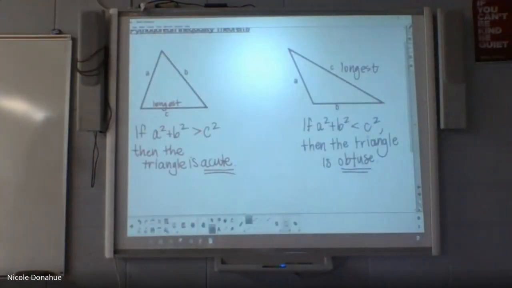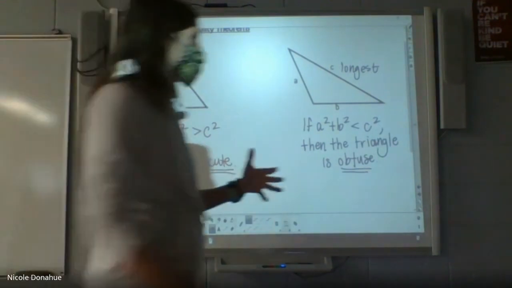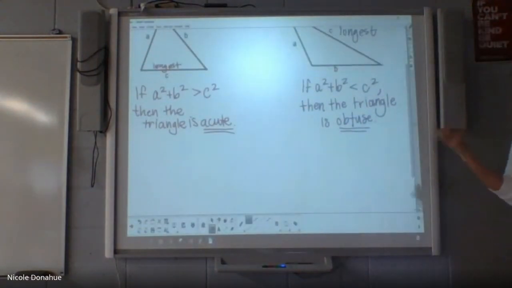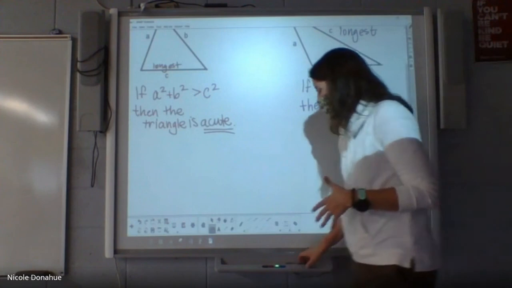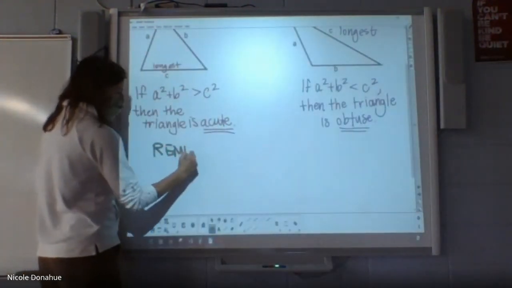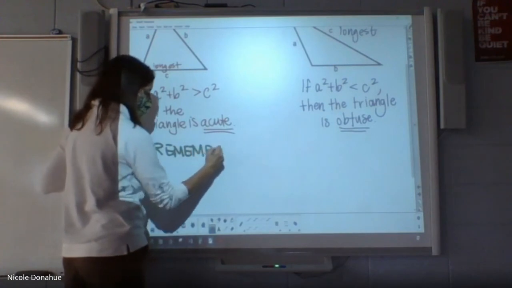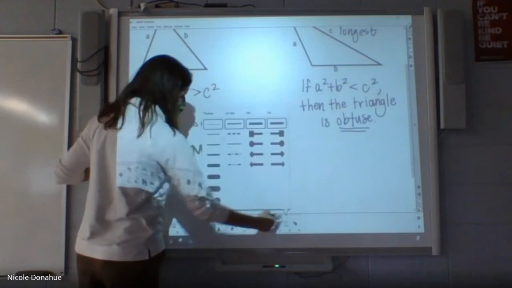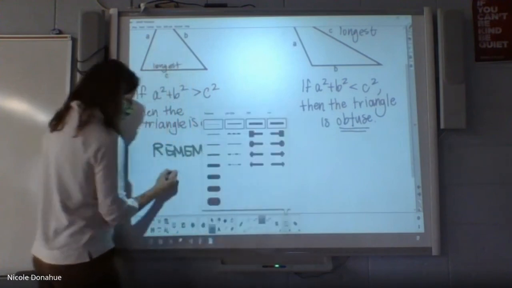So if it's not right, it could be an acute or obtuse triangle. We can figure that out still using the Pythagorean theorem, but it just requires us to do a little bit more work with it, like greater than, less than. One of the things I want to remind you guys though, this is kind of from a few chapters ago now, I think.